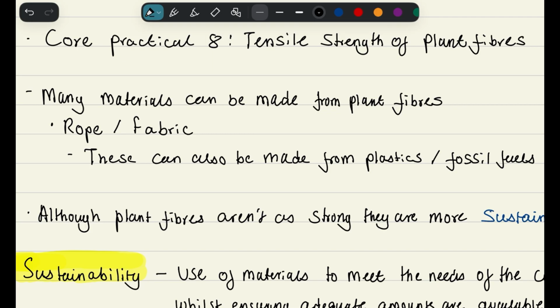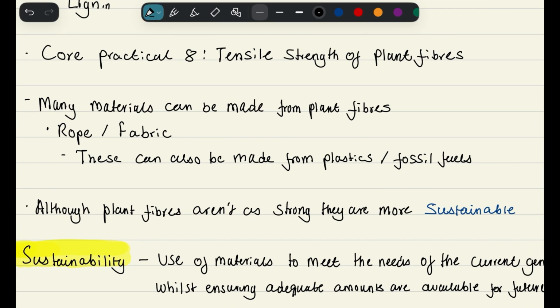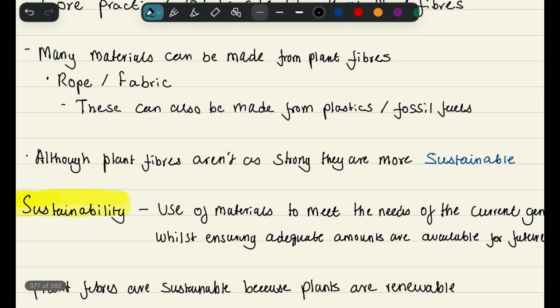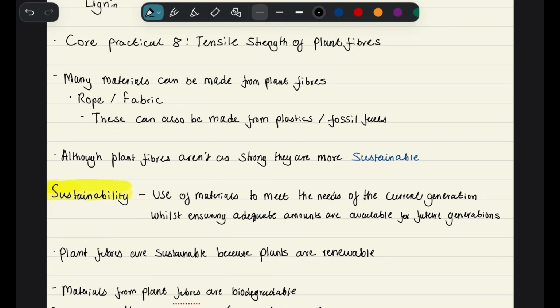I'd have an exam. However, these can also be made with plastics, yeah? And to make plastics, we need to use fossil fuels. So we need to think, why would we use plant fibers when the fossil fuels or the plastic are more durable, more effective? The plant fibers are more sustainable. So sustainability is the use of materials now to meet the needs of the current generation, whilst ensuring an adequate amount is left or available for future generations. That's our definition, and that's one they can test you on in exams.